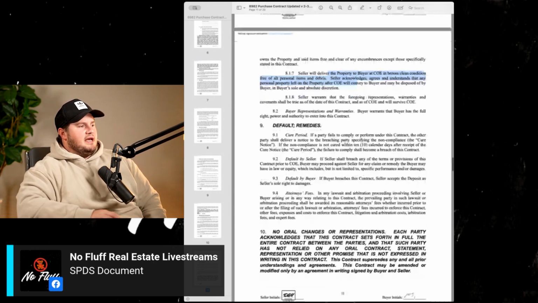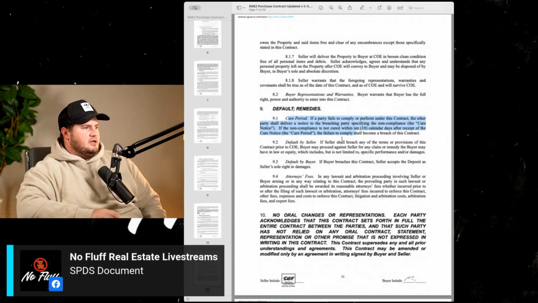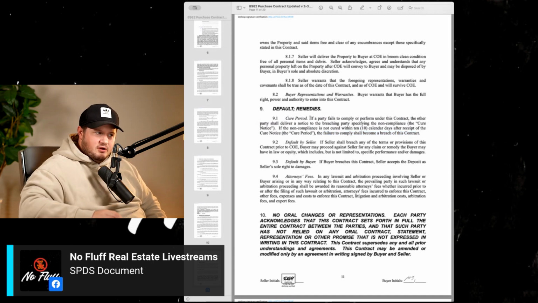Okay. And then just like in the cash contract, there's a cure period. So they can cure. Non-compliance not cured within 10 days after receipt of cure notice, failure to comply shall become a breach of contract. So you want to make sure you have that cure notice.